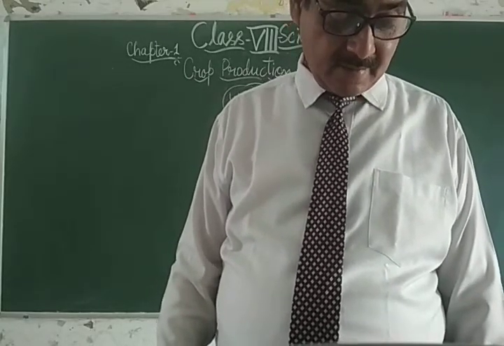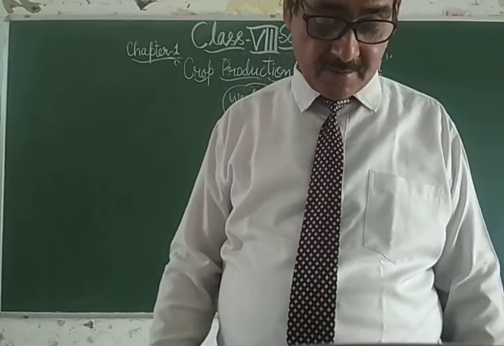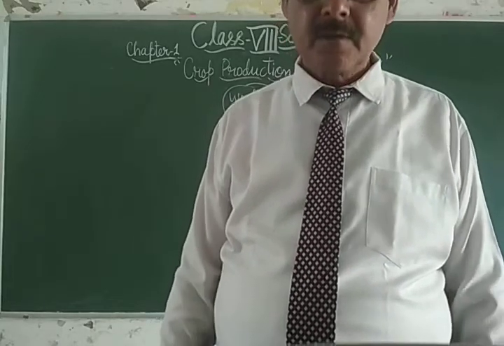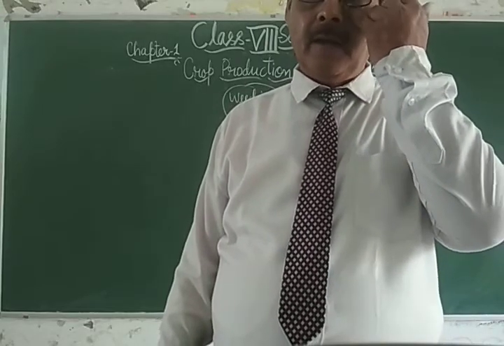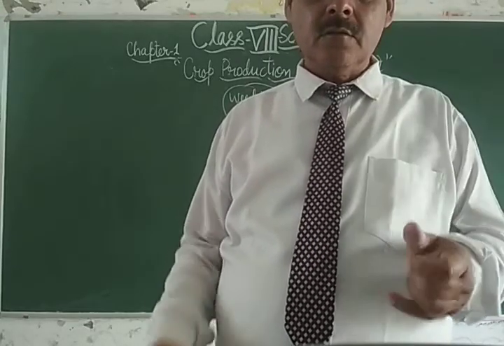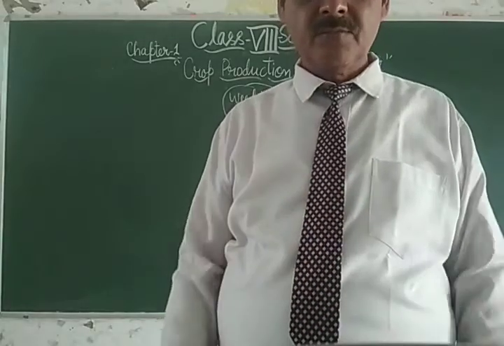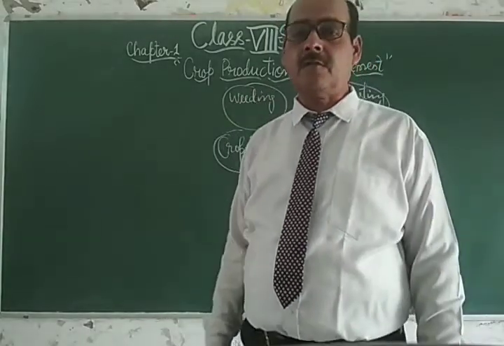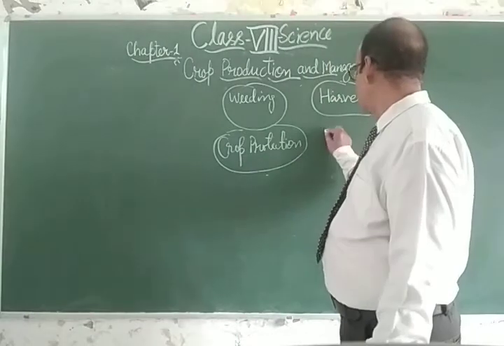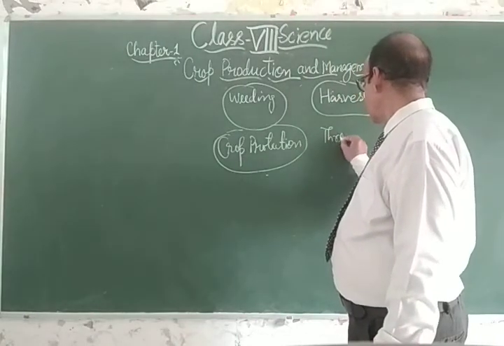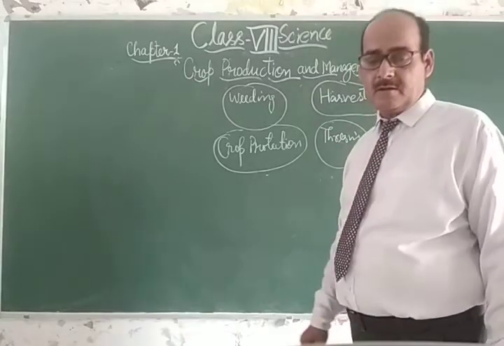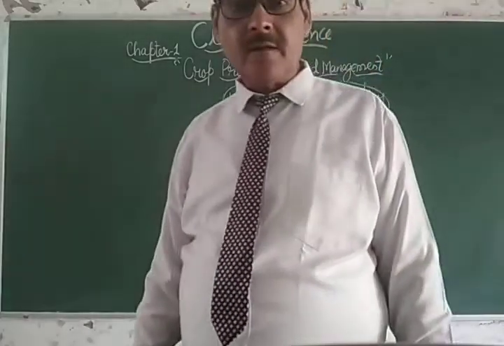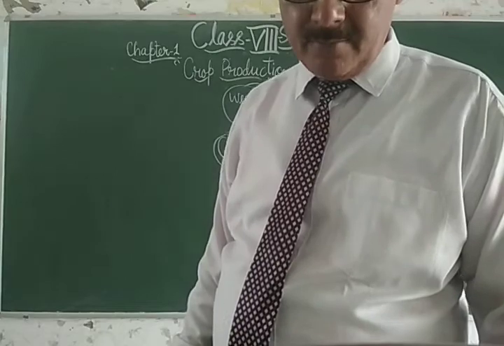Now come to threshing, the process of separation of grain from the chaff. All the crops have stem, leaves, roots, etc. and food grains also. So the food grains have to be separated from the complete chaff, that is called threshing. So threshing is another important step. And next is the storage.